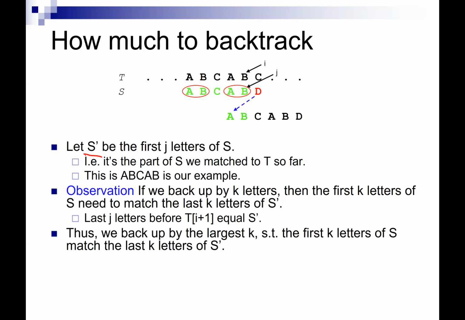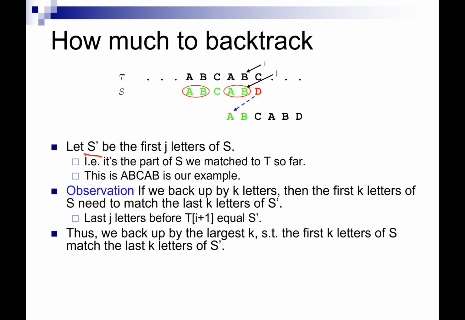Okay, and in fact, what we want to do is to find the largest such K. So if we could, for example, find 4 letters from S, the first 4 letters of S, if they match the last 4 letters of S prime, then we could back up by 4 letters. Now, in this case, we don't have that. The largest match between the front portion of S and the back portion of S prime only has 2 letters. So in this case, we're only allowed to back up by 2 letters.